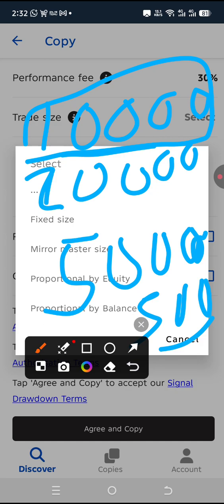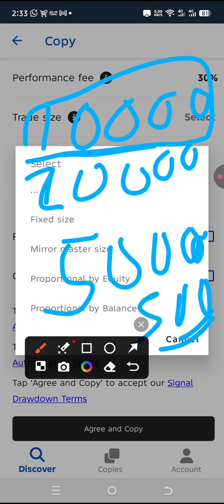But the issue here is this. Sometimes you might not be aware that the master must have changed his proportion, his capital. He must have probably reduced his capital or increased his capital. And if you're not aware of that, that might affect your trade.